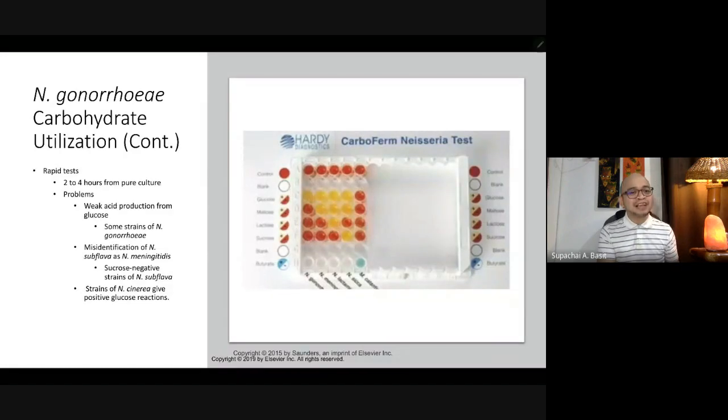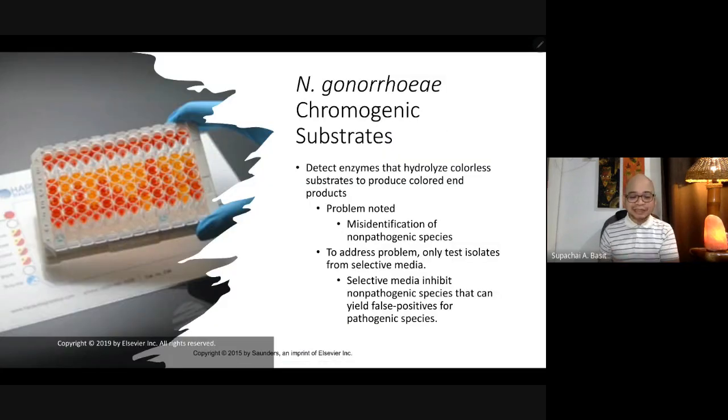Misidentification of Neisseria subflava as Neisseria meningitidis is also a possibility because there are also some sucrose negative strains of Neisseria subflava. Okay, Neisseria cinerea will also give a positive glucose reaction. So again, carbohydrate utilization test is not really that accurate, and doctors should always correlate the result of the laboratory with the clinical signs coming from the patients and history as well.